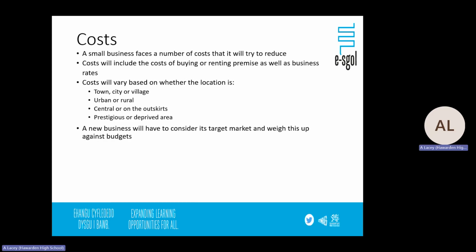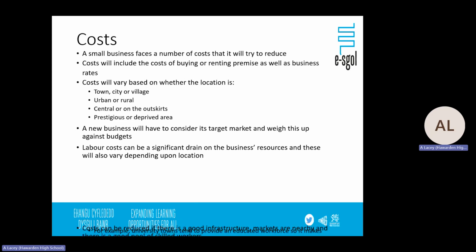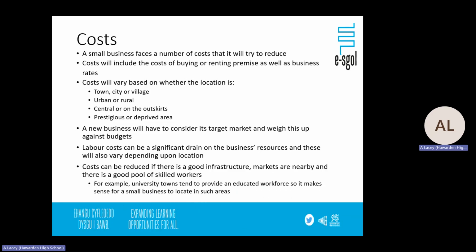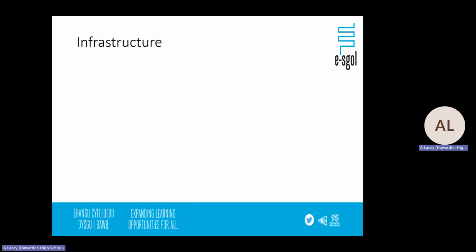A new business will also have to consider its target market again, and labour costs can be a significant drain on business resources, and these will also vary depending upon location. The cost can be reduced if there's good infrastructure, markets are nearby, and there's a good pool of skilled workers. For example, university towns provide an educated workforce, so it makes sense for a small business to locate in those sorts of areas. You also have to think about your infrastructure.